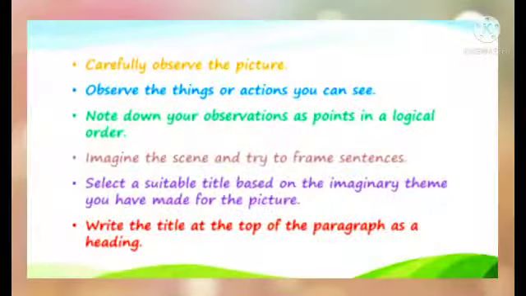Children, to write picture composition, we should carefully observe the picture. Observe the things or actions you can see. Note down your observations as points in a logical order. Imagine the scene and try to frame sentences. Select a suitable title based on the imaginary theme you have made for the picture. Then, write the title at the top of the paragraph as a heading.